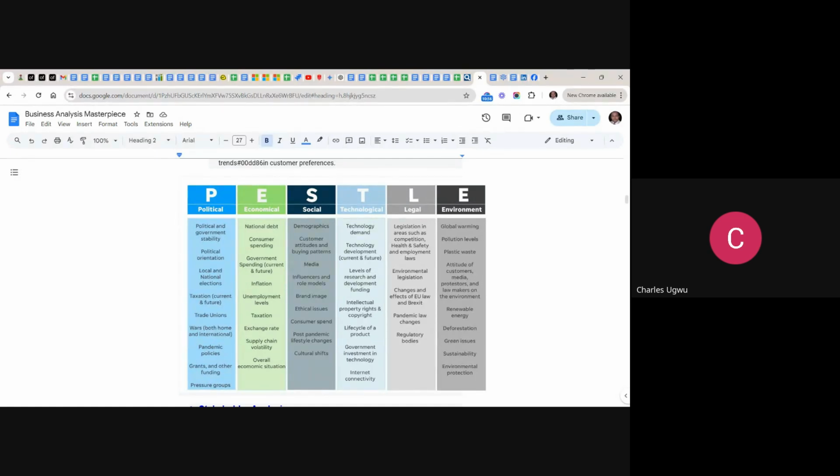Then we have social factors. Social factors like demographics, customer attitude and buying pattern. We have media, influencers and role models, brand image, ethical issues, consumer spending, post-pandemic lifestyle, and cultural shifts. So these are things we need to understand before we design strategies.